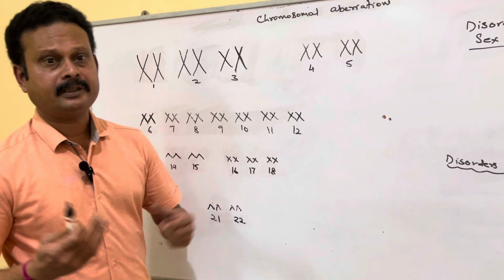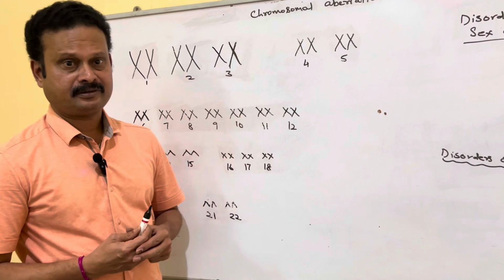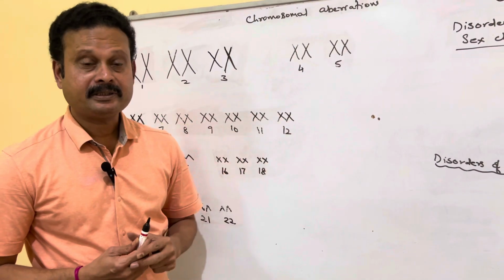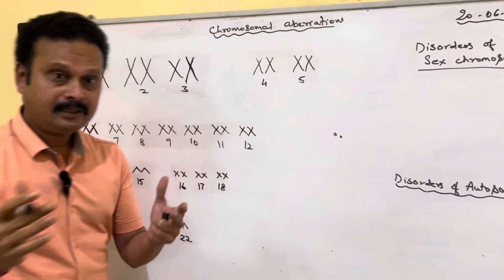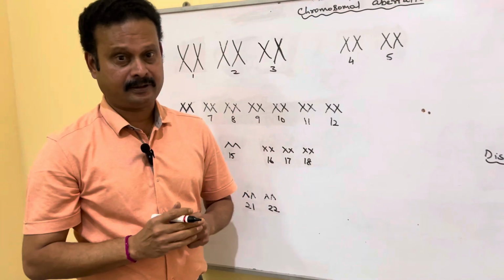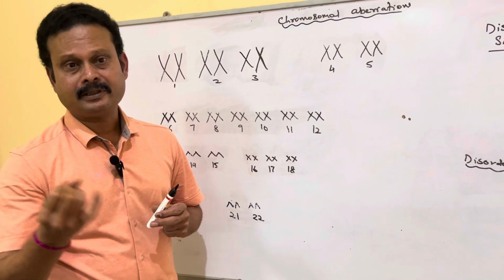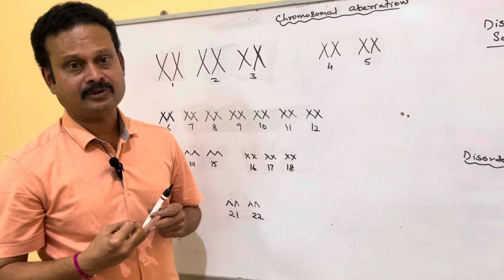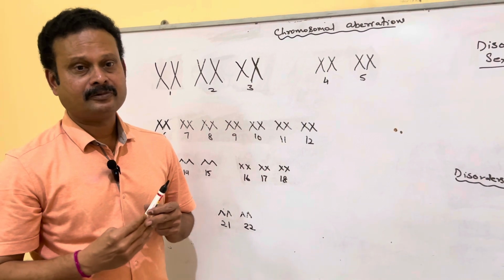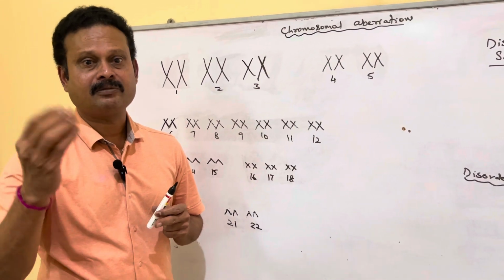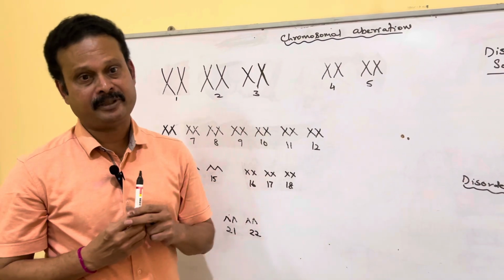Hello, let us now study about the chromosomal aberrations. See, these chromosomal aberrations are structural as well as numerical. Structural chromosomal aberrations include deletion, isochromosome, addition, ring chromosome, translocation, Robertsonian translocation. Those are the structural chromosomal aberrations.